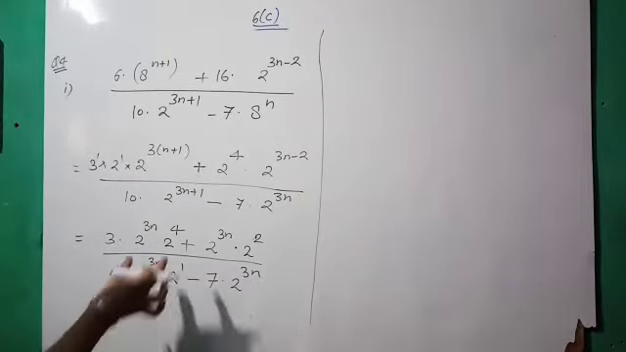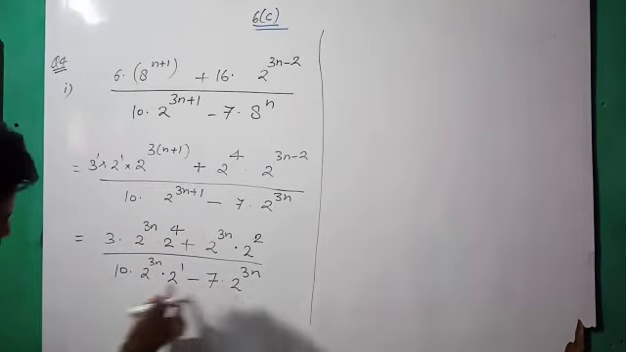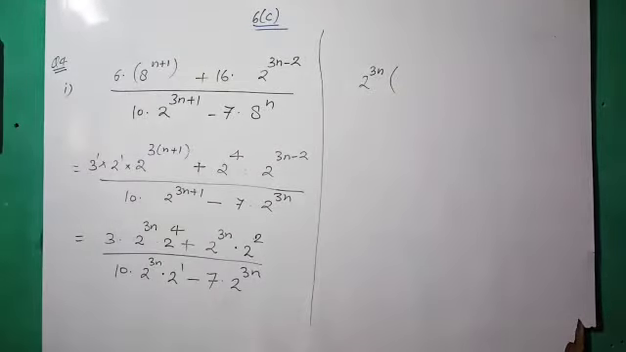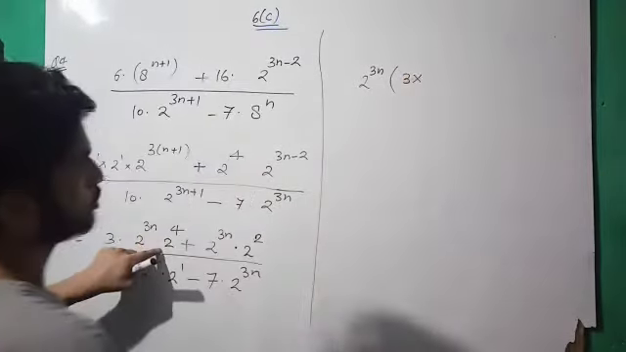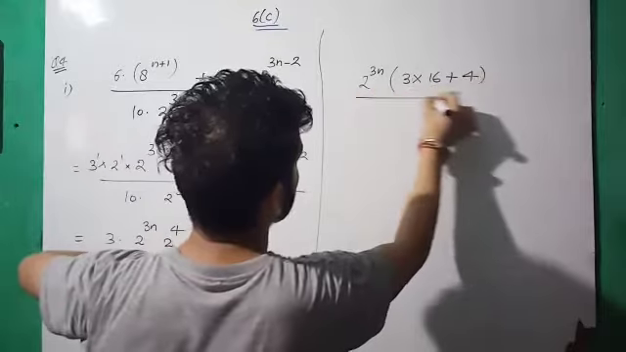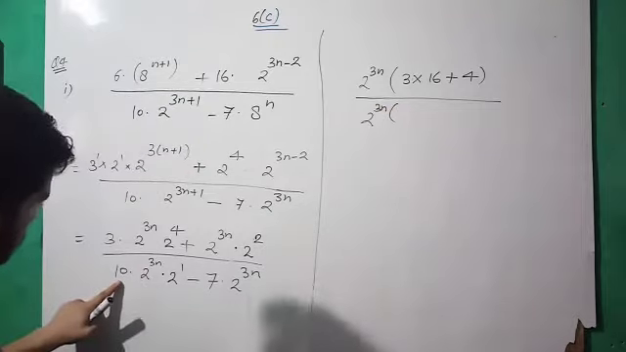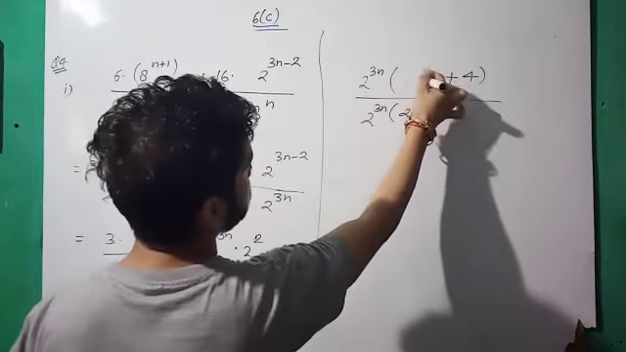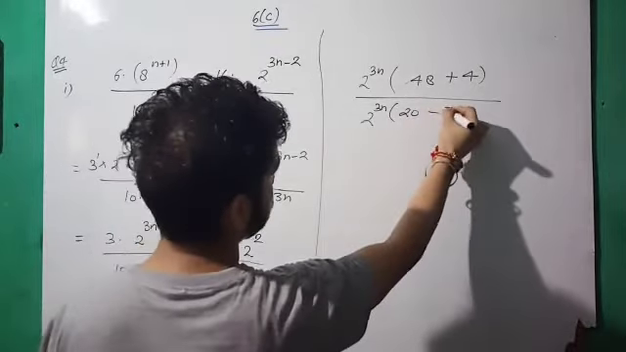Okay, now can we take common from the numerator 2^(3n) and from the denominator 2^(3n), yes or no? So we take common 2^(3n) from the numerator. We have remaining term 3 into 2^4. 2^4 is 16, plus 2^2 is 4. Okay, take common 2^(3n) from the denominator. Now we have 10 into 2, 10 into 2 is 20. 16 into 3 is 48. Okay, 10 into 2 is 20.